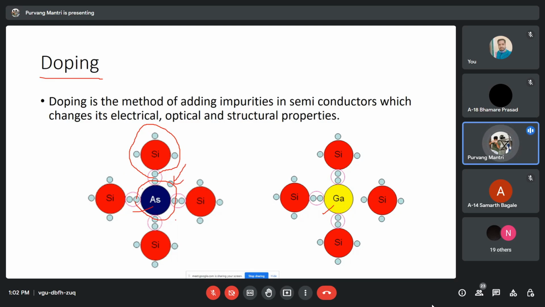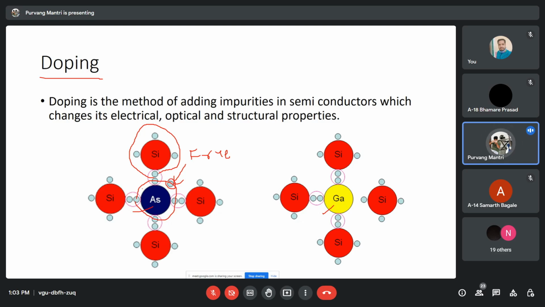As arsenic has 5 electrons in its last orbit, 4 electrons are going to get bonded with silicon atoms, while the last electron, the 5th electron, is going to be free. It will not bond with anything, so it becomes a free electron. Now, if you remember, electric current is defined as the flow of electrons. So it is typically the flow of these free electrons that is current.